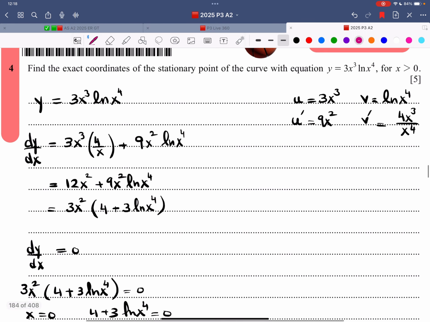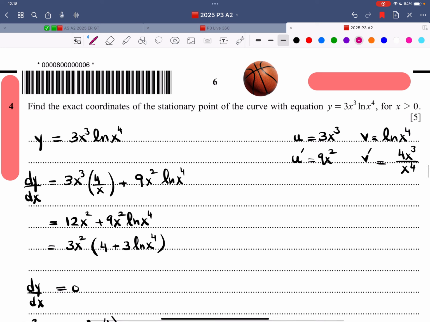Let's go to the first one. The first question is, find the exact coordinates. So let me highlight the stuff. Now it says exact coordinates, that means x and y, of the stationary point. This is singular. Of the curve with the equation such and such for x is greater than 0.